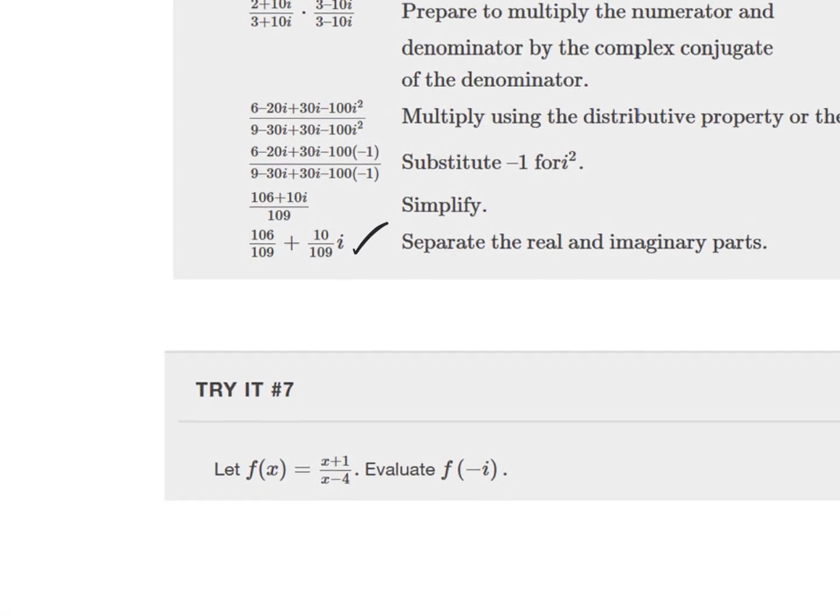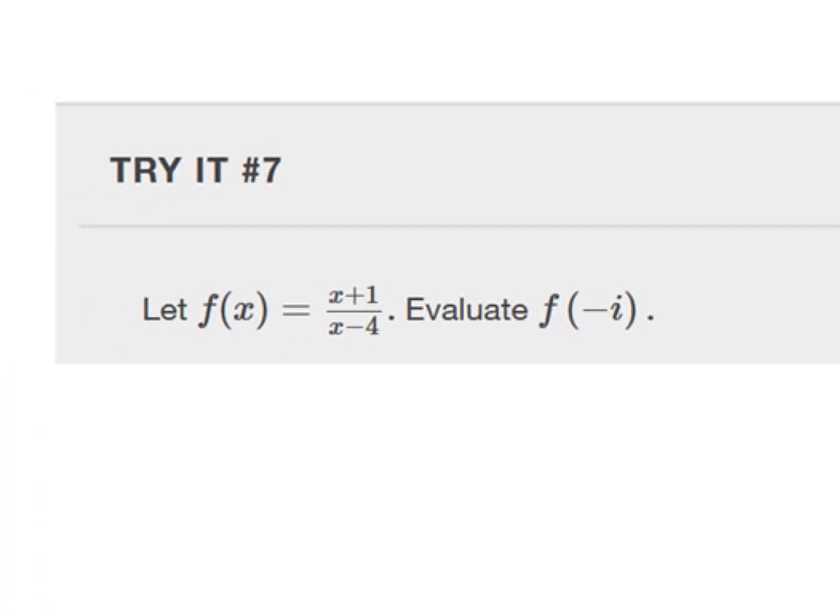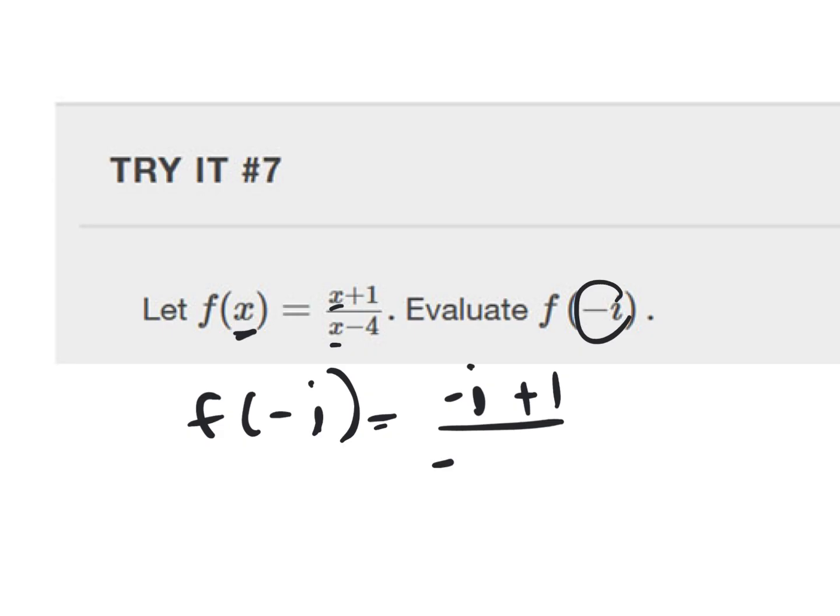And now, after that, we do have a try it. I really would want you to do that. But this one isn't so bad. You're just plugging in a negative i. So you should pause the video. Do it yourself. It's better for you to find your errors. But nonetheless, here goes. f of a negative i means x has to be a negative i. So negative i plus 1 over negative i minus 4.